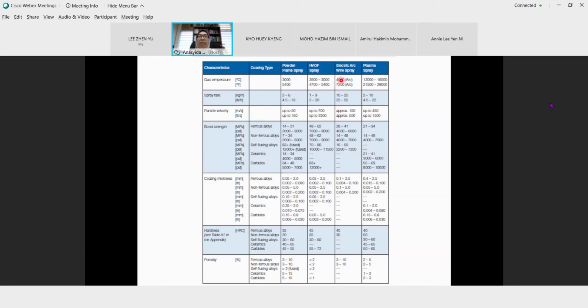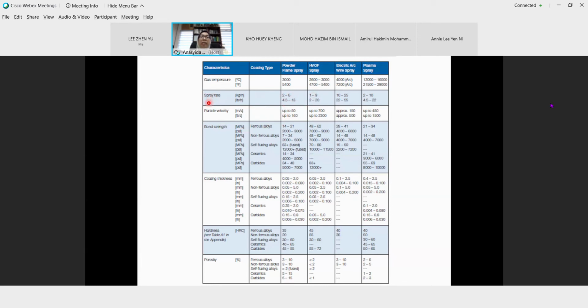Okay, so electric arc wire spray, and this last one is plasma spray. You can see the gas temperature is actually very high. Dekat mana? Dekat plasma, right? Plasma is quite high. So you can see the spray time. This one requires only a spray rate of 2.6 kilograms per hour. Which one is lesser? This one is lesser, right? This one also quite less.